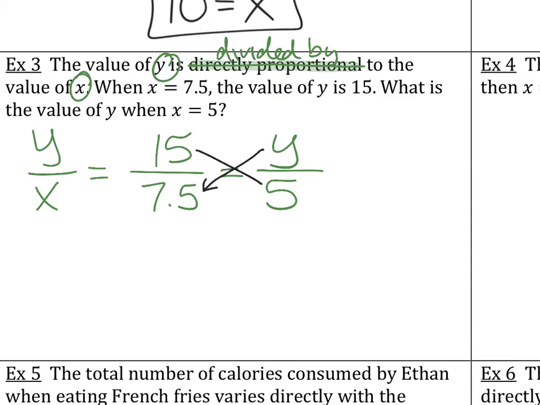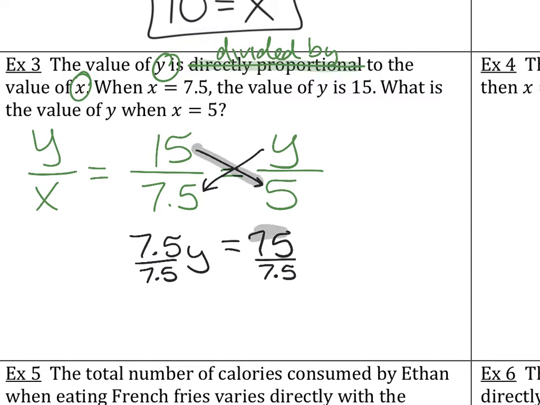Again, we cross multiply and divide. This would be 7.5y. 15 times 5 is 75. And what am I dividing by? Wait, what is equal to 75? 5 times 15 is equal to 75. It is? Truly, yeah. 5 times 4 is 60.